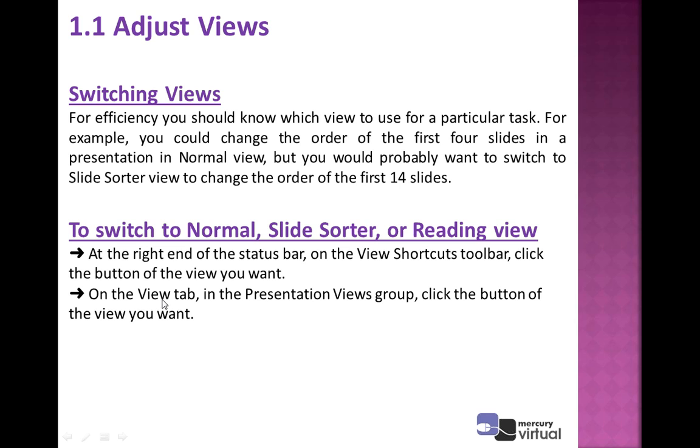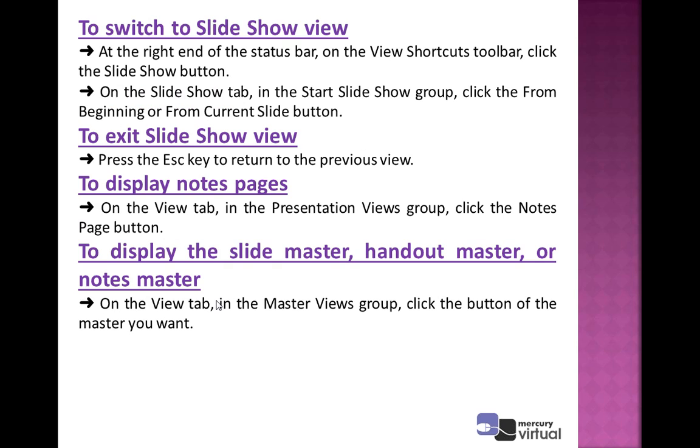Then the second point says, on the view tab in the presentation view group, click the button of the view you want. Means either you can go to the status bar or go to the view tab and click on the button of the view. For example, normal, slide sorter, reading, slideshow, any view you can choose, and then simply click on the view that is used for viewing the PowerPoint presentation.